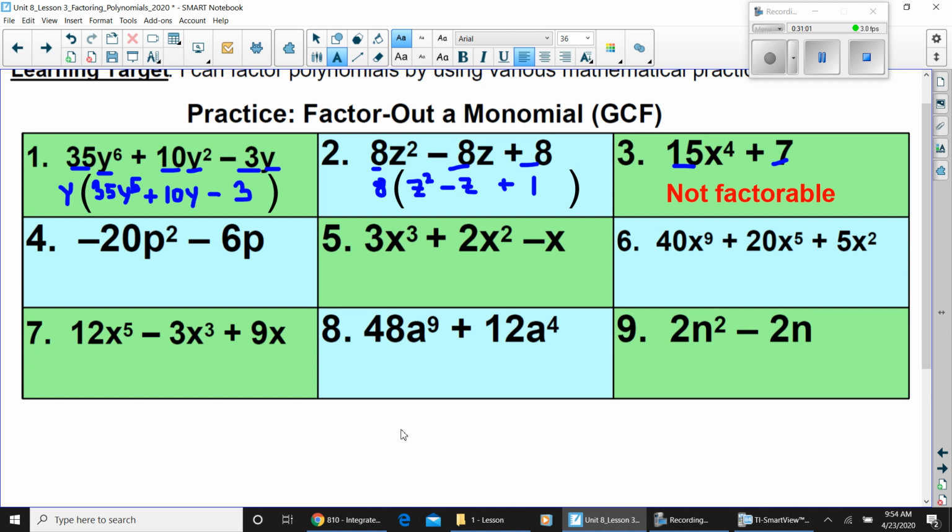All right, so go ahead and press pause now. We'll come back with 4, 5, and 6. Press pause now.